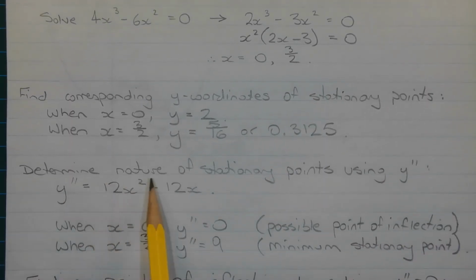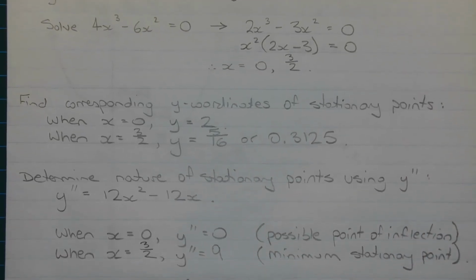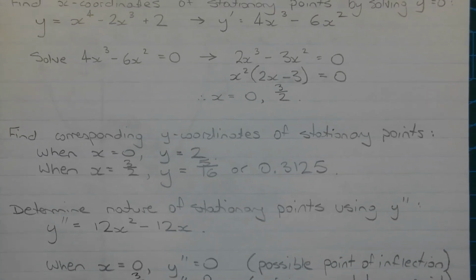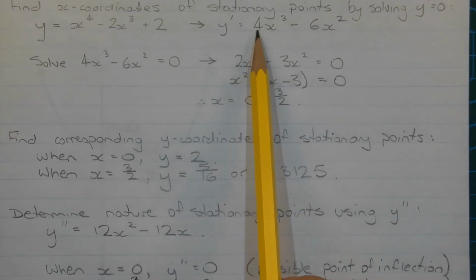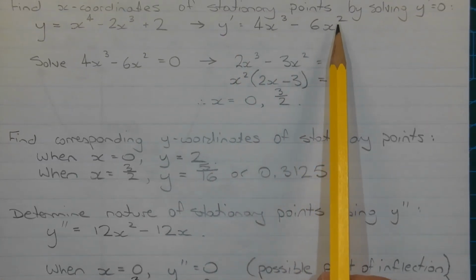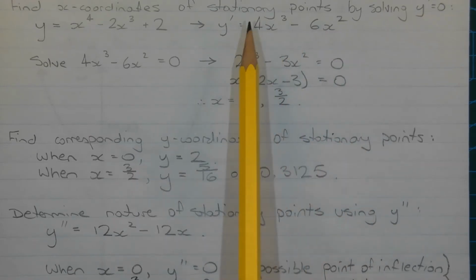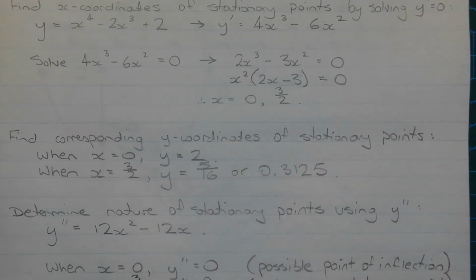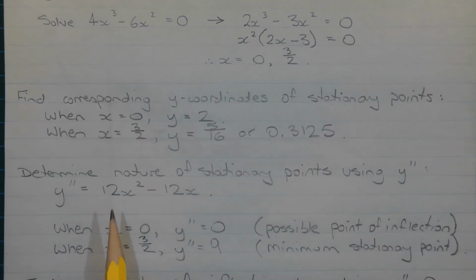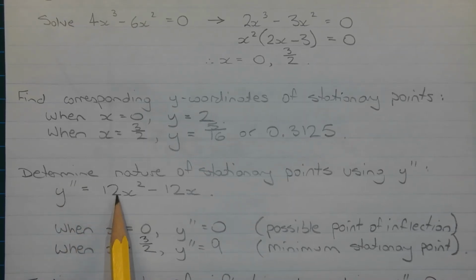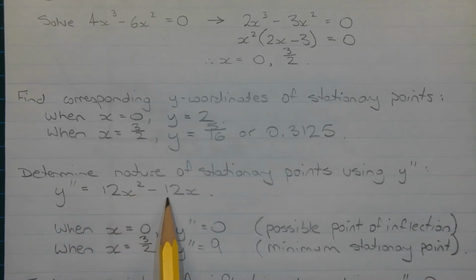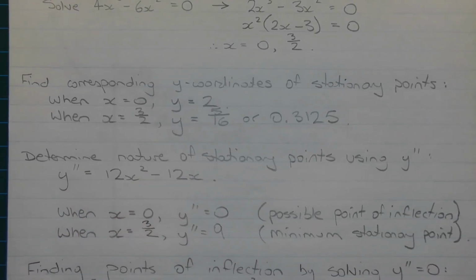Next, we determine the nature of the stationary points, and for that we can use the second derivative y double dash. So differentiating the first derivative, and we found the first derivative up here, y dash is equal to 4x cubed minus 6x squared. So differentiating that a second time with respect to x, we get y double dash is equal to 12x squared minus 12x.